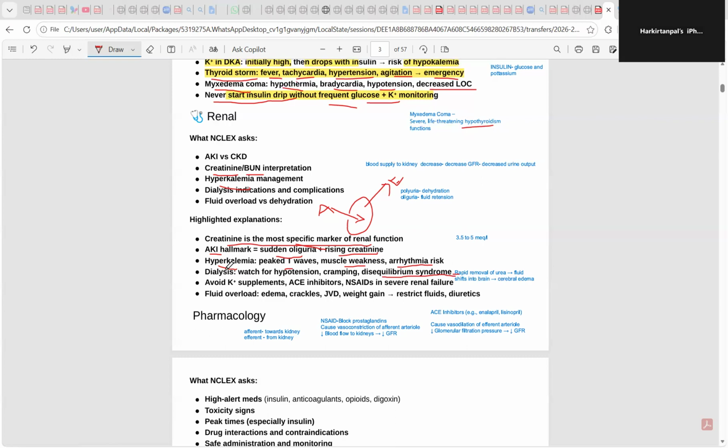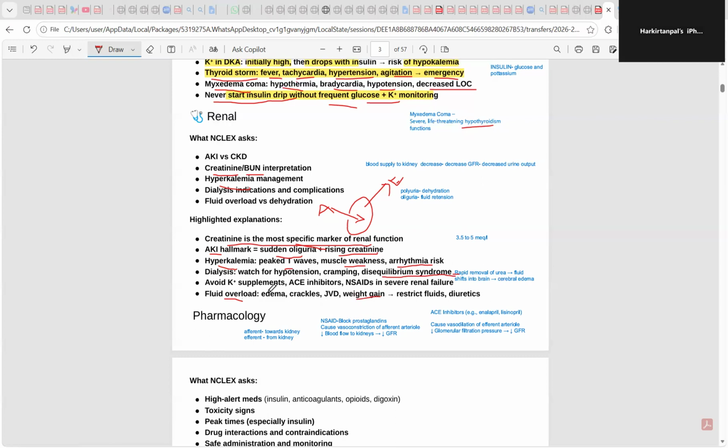This is the basic. You should be thorough with this theory, because it can be applied in question analysis. And also, if there is a fluid overload, how can we identify it? If the client is having systemic symptoms like edema, crackles, jugular venous distension, and weight gain.